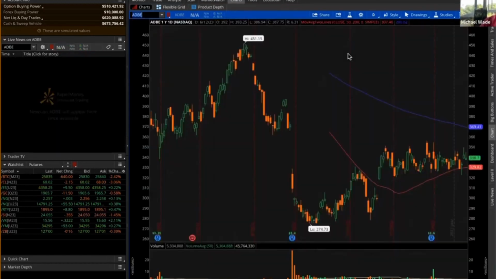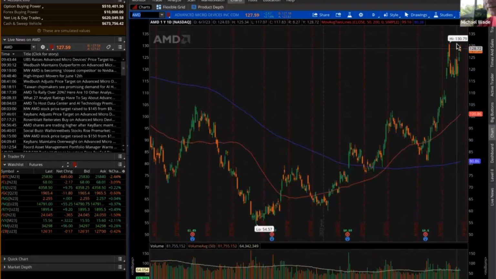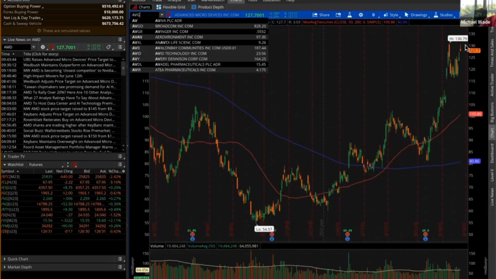Adobe is a little more interesting. I like 440. I would go 420 would be better, but 420, 440 on NVIDIA would be awesome. Advanced Micro Devices, AMD. Strong. I don't like it when they're at resistance though. So 130 resistance. I don't want this stock to do this again. So with the stock at resistance, I hold on Advanced Micro Devices. Avgo, Broadcom.